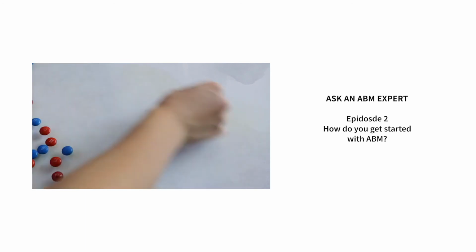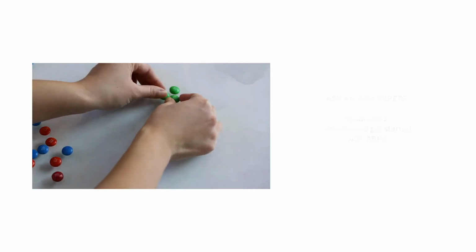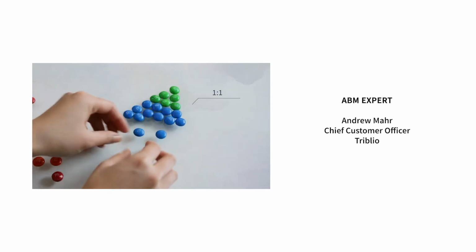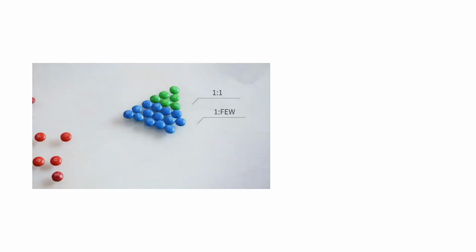Account tiering is fundamentally about resource allocation. So who are we going to spend a lot of money going after? Who are we going to spend some money going after? And who are we going to spend a little bit of?